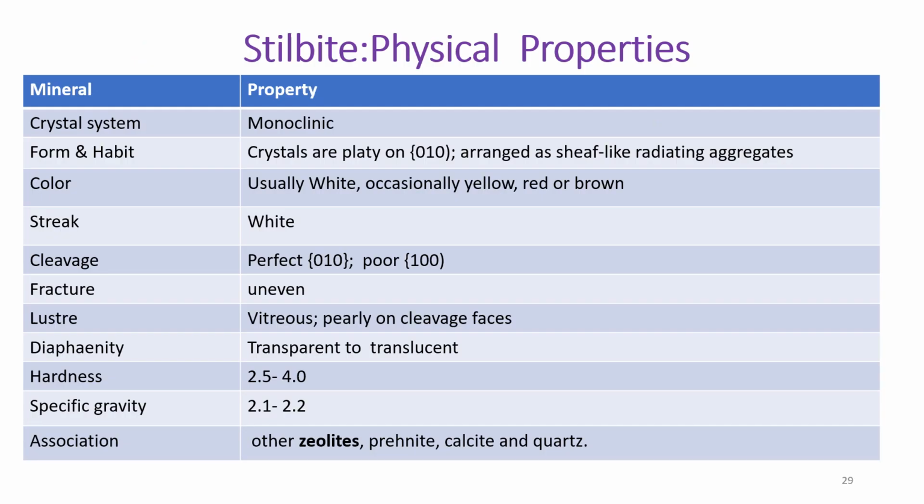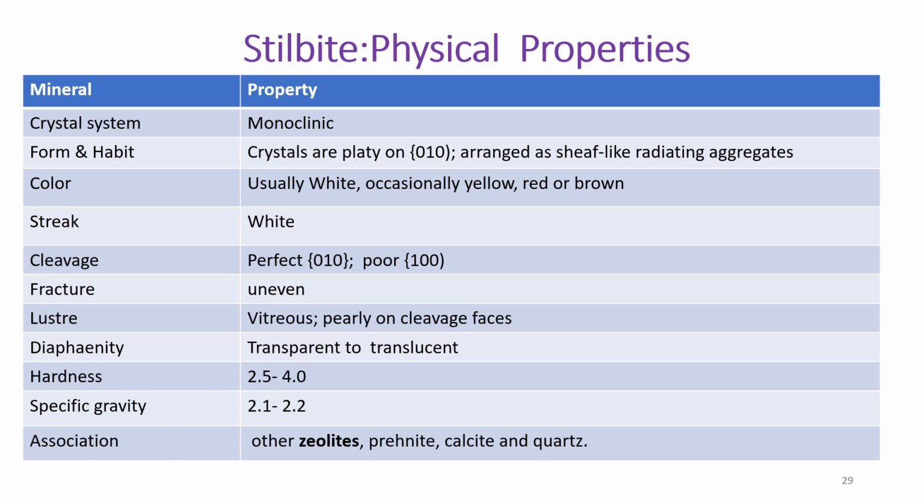Coming to the physical properties of stilbite, it belongs to the monoclinic crystal system. In form and habit, the crystals are platy on the 010 direction, and arranged as sheaf-like radiating aggregates. Usually it is white in color, and occasionally yellow, red or brown colors are also seen. The streak is white, the cleavage is perfect on 010 and poor on 100, and it has uneven fracture. The luster is vitreous and sometimes pearly on the cleavage faces. Its diaphaneity is transparent to translucent, hardness varies from 2.5 to 4, and specific gravity ranges from 2.1 to 2.2. It is associated with other zeolites and also prehnite, calcite and quartz.